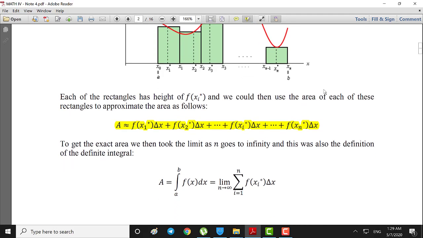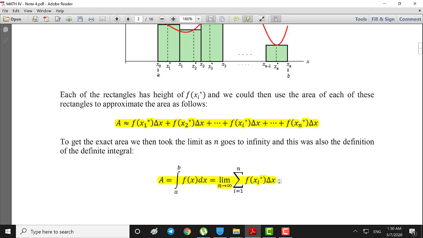Now, then we said to get the exact area, we then take the limit as n goes to infinity. And this was also the definition of the definite integral. So, the exact area under the curve was equal to the limit of that sum which we called the Riemann sum, and that gave us the definition of the definite integrals.